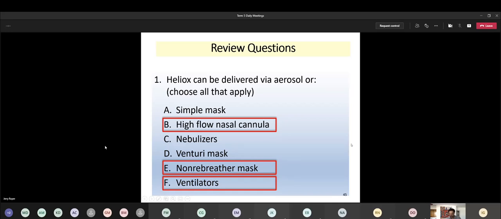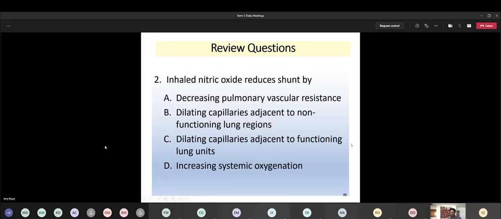How does iNO reduce your shunt fraction? By decreasing the pulmonary vascular resistance?